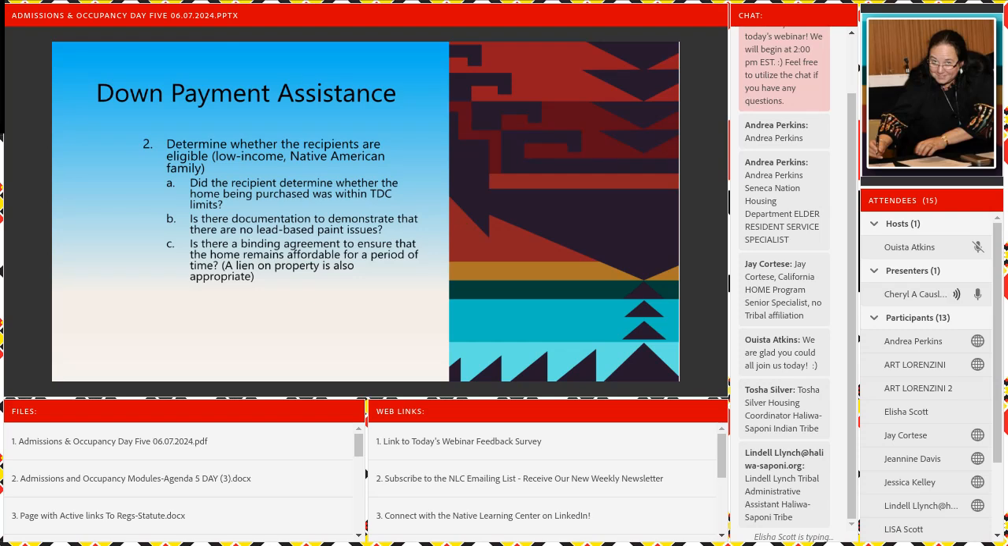Determine whether the recipients are eligible low-income Native American families. Did the recipient determine whether the homes being purchased was within the TDC? And the TDC is a total development cost. You can go into Code Talk, go into the program guidances or the PIH notices. The last one was published, if it's not in your reference materials, in 2022, and it'll tell you what your total development costs are. Okay, it excludes certain things, and it gives you for your area.